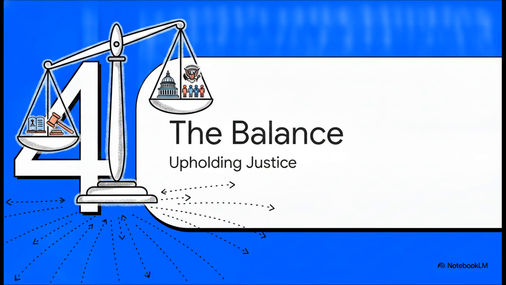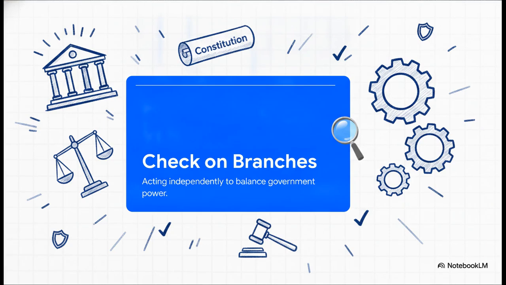All right, Section 4, the balance. Upholding justice and rule. So why does this intense focus on judicial independence matter for all of us? Simply put, because the courts act as a vital check on the other branches. By operating completely independently, they balance out government power. If the legislative or executive branches step out of line and violate the Constitution, it's the federal judiciary, protected by those lifetime terms and secure salaries, that has the independence to stand up and say, nope, that is unconstitutional. They are the ultimate counterweight in our system.